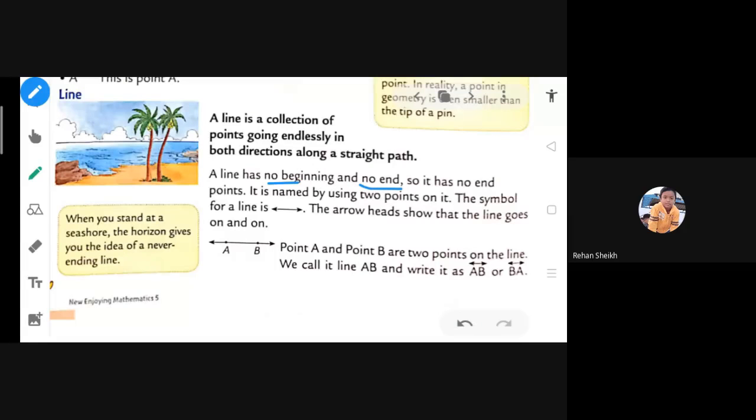Okay. So you can see here it is written that it has no beginning and no end. And then it is written symbol. The symbol for a line is the arrow on both sides, you can see here. Both side arrows mean that it is a line, because the arrow shows that it goes on and on. The arrow head shows that the line goes on and on. Okay, so arrow means that it doesn't have an end.